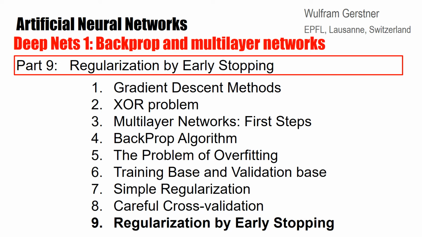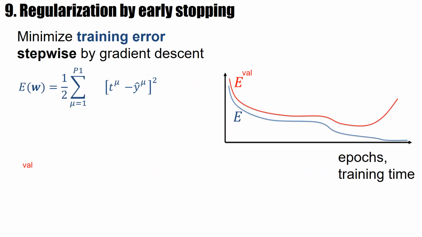So far, I have discussed regularization methods that use a penalty term. However, for artificial neural networks, there's a particularly attractive, very simple method of regularization that's called early stopping. Early stopping works like this. We just minimize the training error by gradient descent. So this is our error function, and we just minimize it in our usual backprop way.